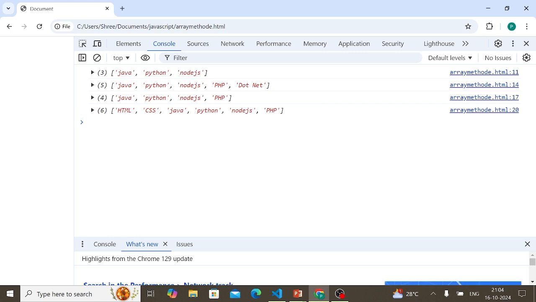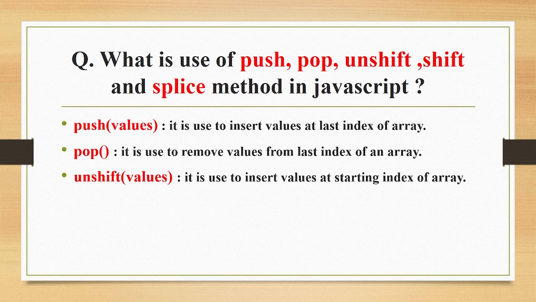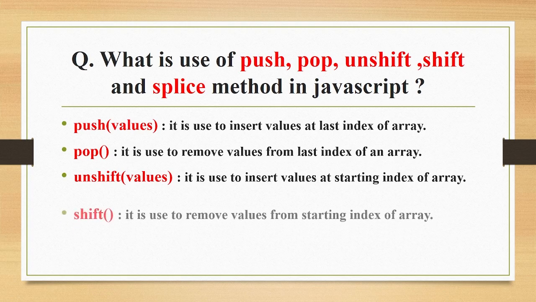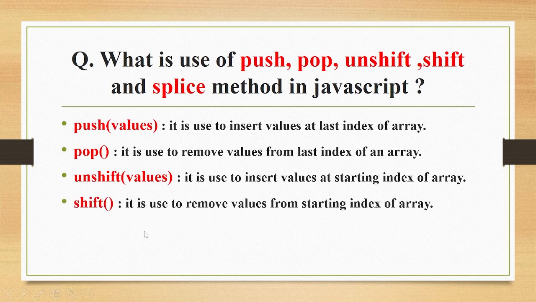So friend, in this way, by using the push method we can add values at the last index as shown here, as well as by using the pop method, we can remove the values. And by using the unshift method, we can add the values at the starting index. But what if you want to remove the value from the starting index? For that, we have one more method, and its method name is what friend? Shift method. The shift method is used to remove the values from the starting index of an array. It will remove the value from the starting index.